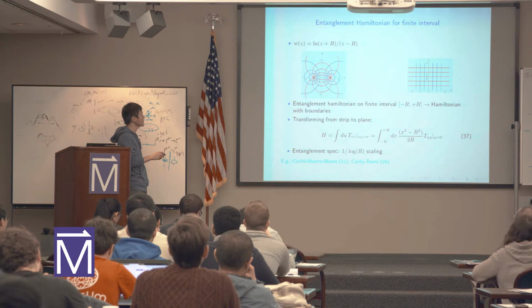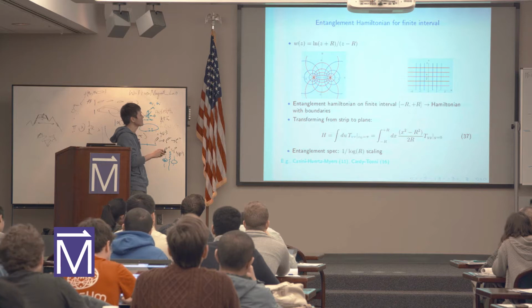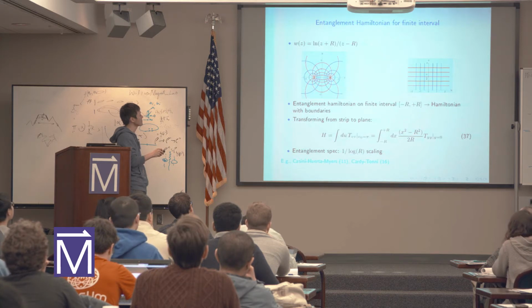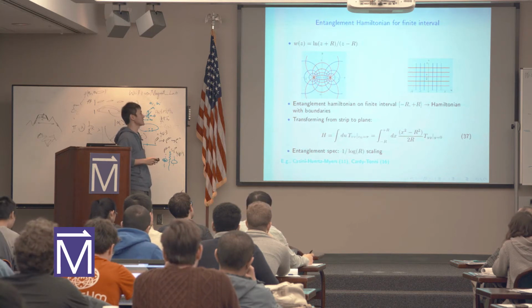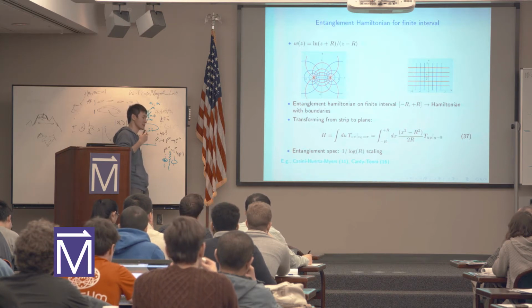If you examine the analog of the angular flow, these blue curves, what it does is to take this segment interval from -r to +r and transfer this interval to its complement. So this part will be transferred to the complement here and there. That will work to produce the entanglement Hamiltonian for the finite interval.